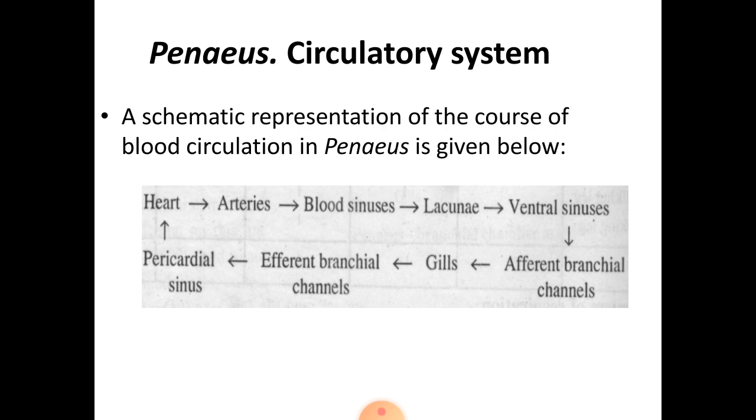This is a schematic representation of the course of blood circulation in Penaeus. So from different parts of the body, the blood is collected in ventral sinuses and through the afferent branchial channels it enters the gills for oxygenation. After oxygenation, efferent branchial channels bring this blood to the pericardial sinus, and from the pericardial sinus the ostia carry blood to the heart. And from the heart, arteries supply blood to various blood sinuses and lacunae, which are blood channels and blood spaces.